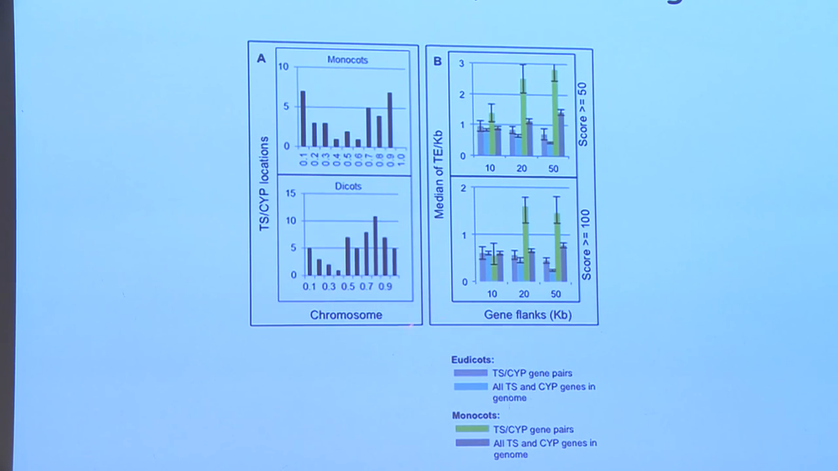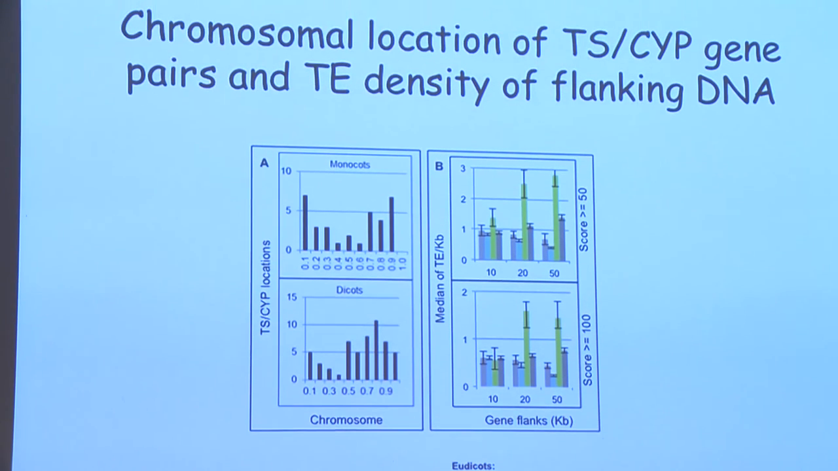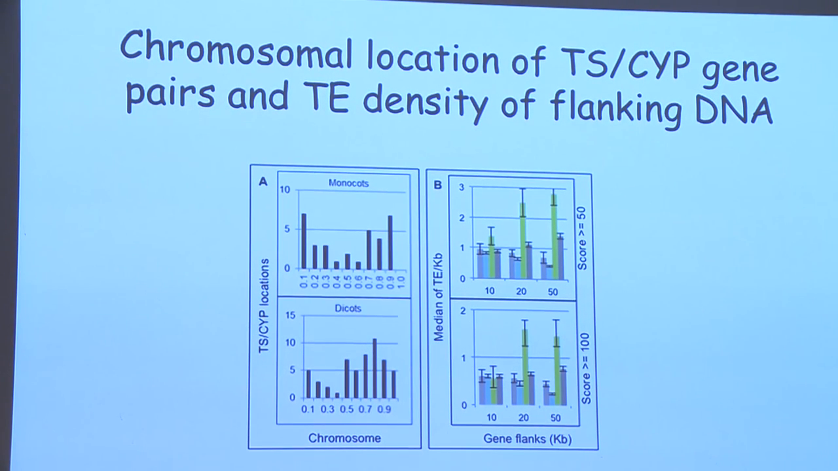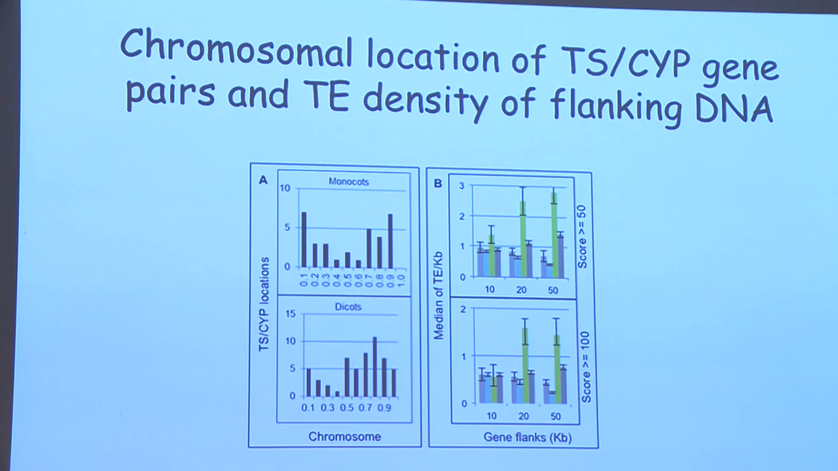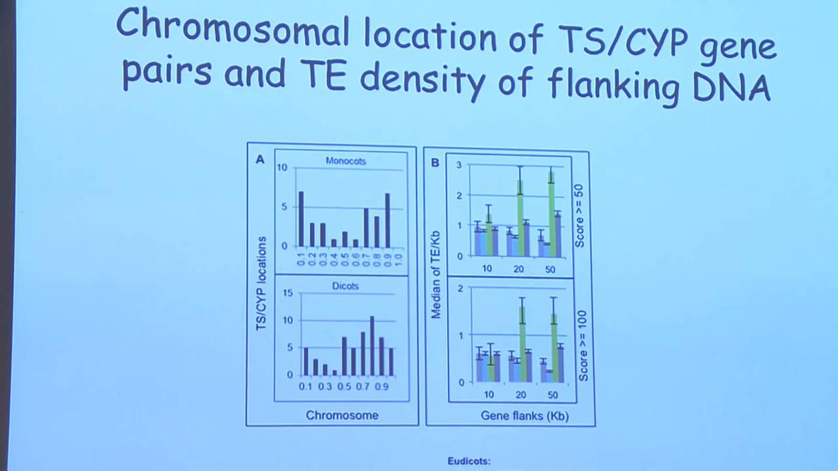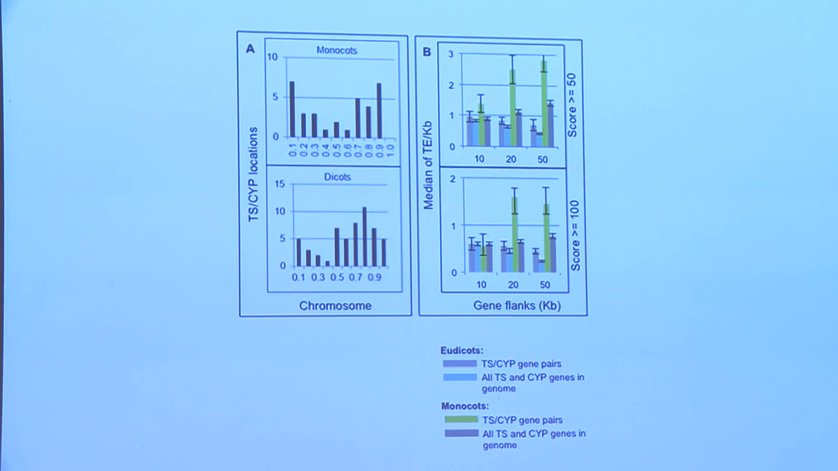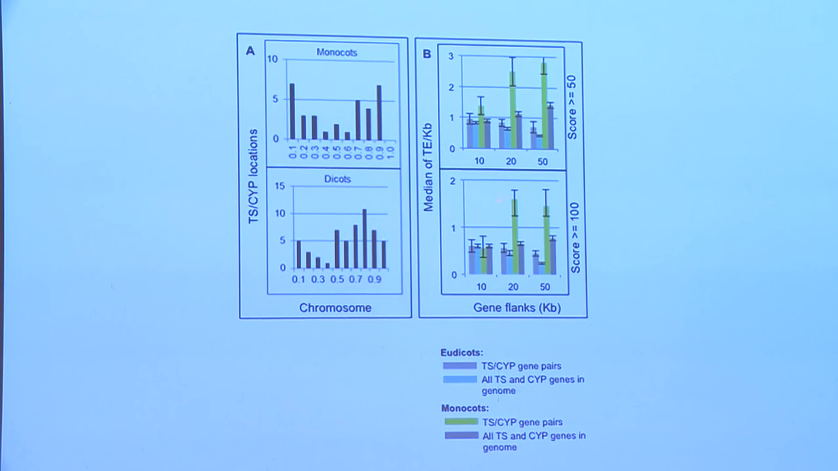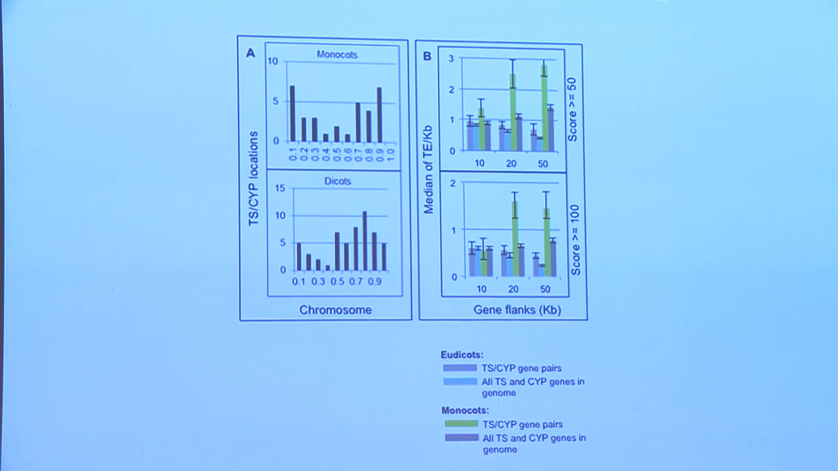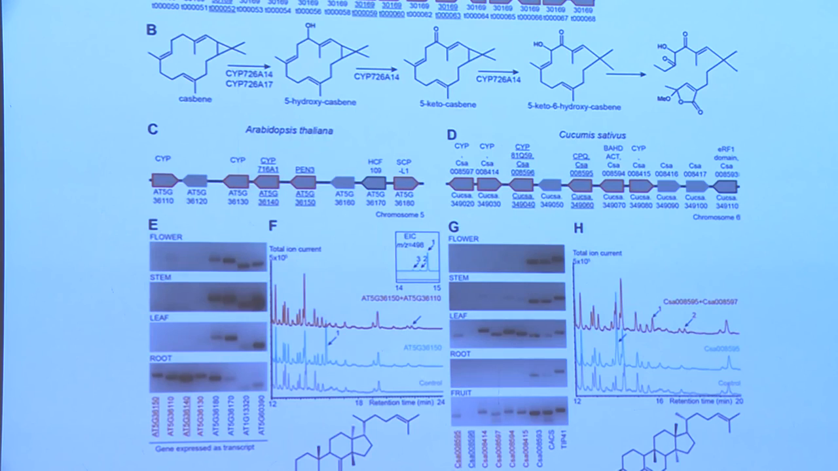He also looked at all of the genes within these pairs and compared them to genes across the genome, looked at the frequency of transposable elements in the flanking regions, because you might expect that transposable elements would play a role in moving genes around. And as we might expect, he found that there were significantly more transposable elements in the flanking regions of the genes within these pairs than in the ones that were not paired.